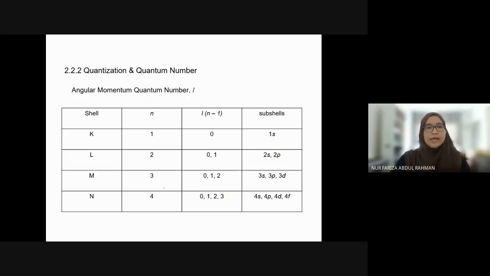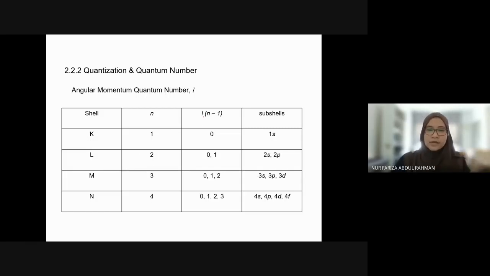Right. So angular momentum quantum number L. So we have shell. We start from n just now. So K, L, M, N, and to represent this shell, the value of n is equal to 1 if it's K, equal to 2 if it's L, and so on.